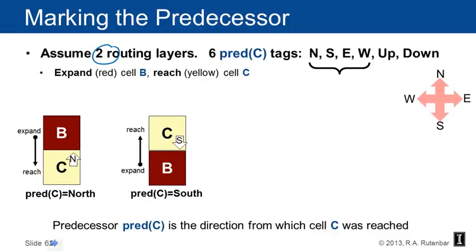If you flip this scenario and B is on the bottom and C is on the top, you say, hey, cell C, how were you reached? And the answer is from the south. B is to the south. So you mark cell C with its predecessor and say you're south.